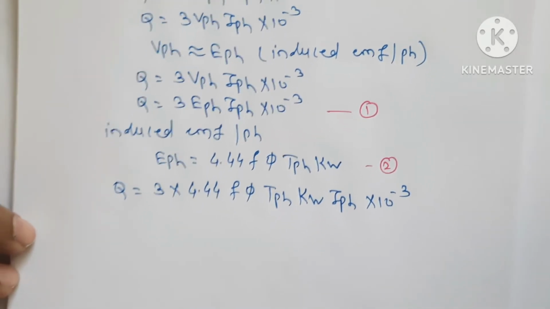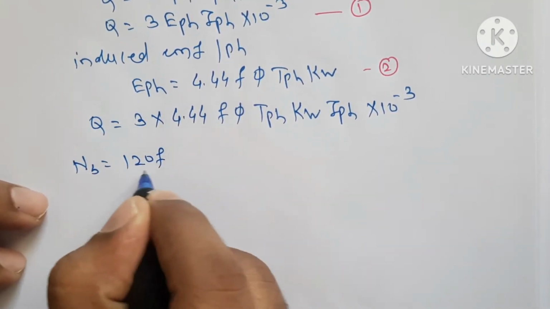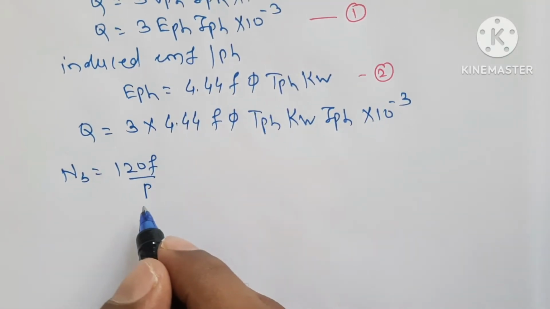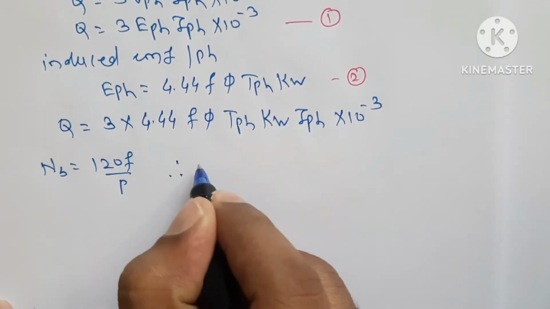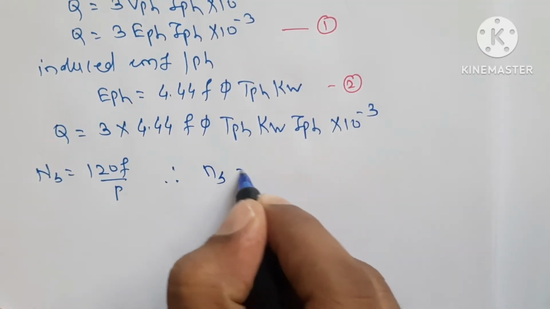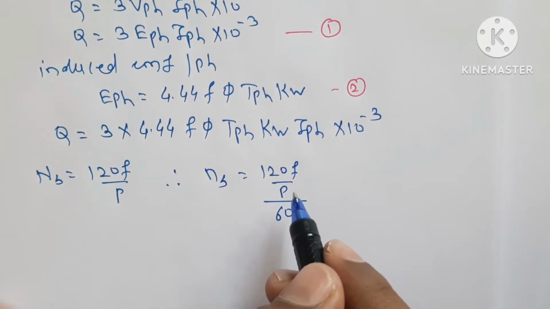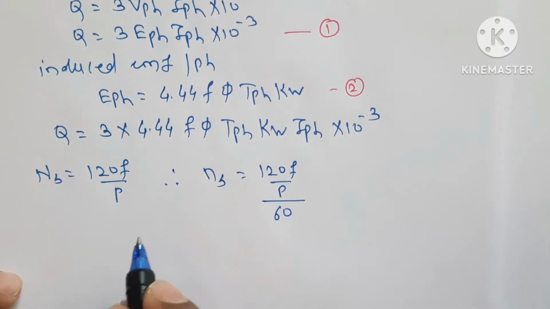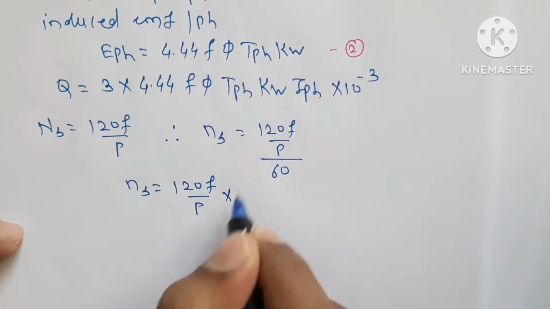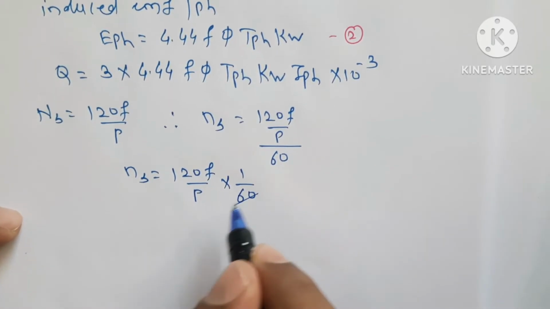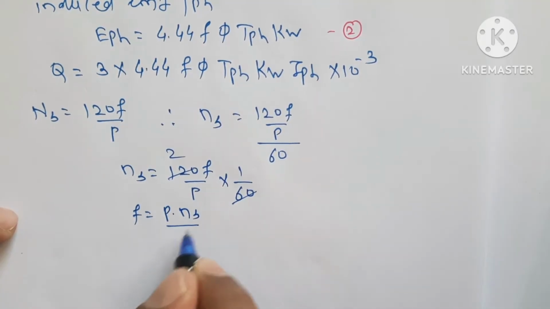Now we know NS, the synchronous speed, is equal to 120 F divided by P. F is the frequency, P is the number of poles. We require NS in RPS, that is revolutions per second, therefore it is denoted by small ns. For this, we have to divide by 60. Now, ns is equal to 120 F by P into 1 by 60. 60 into 2 is 120. Therefore, F is equal to P into ns divided by 2.